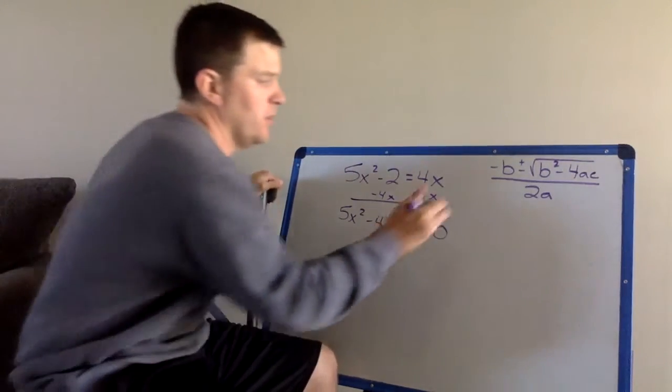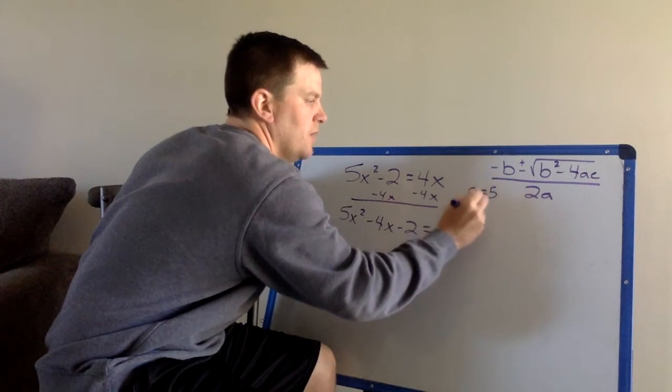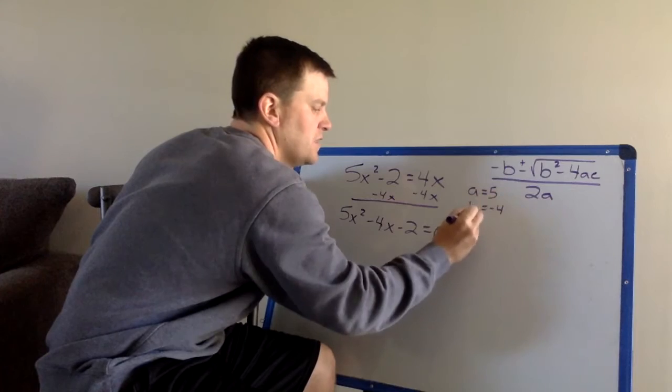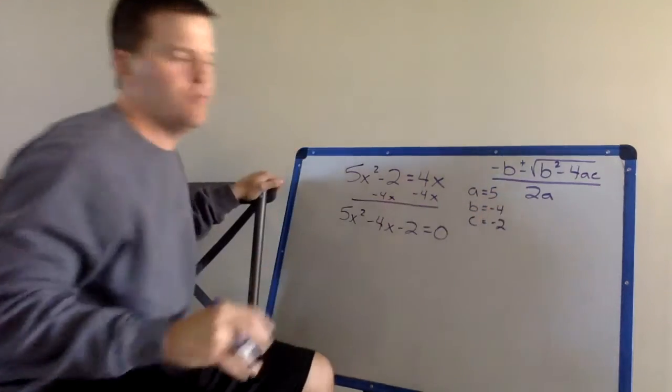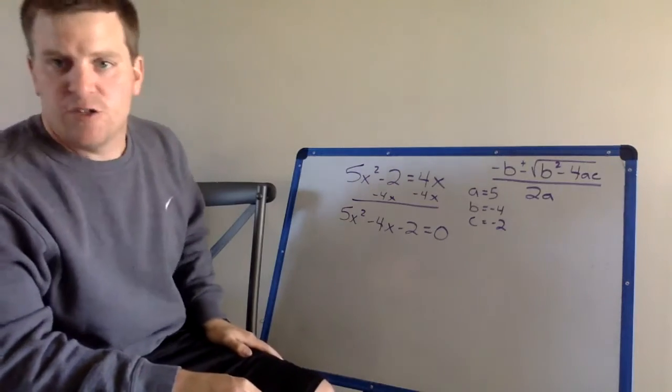Okay, now we're good. Now we can go into our ABC. We know our A is going to be 5. Our B is going to be negative 4, and our C is going to be negative 2. Okay, A, B, C. Next, find the discriminant, right?